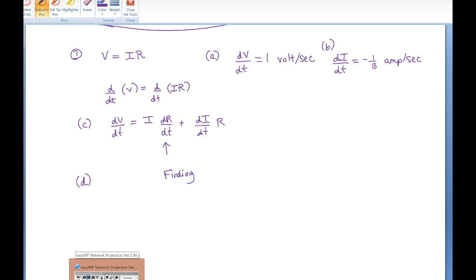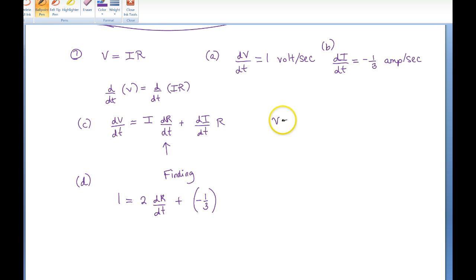Into the equation. Yes, so 1 is equal to 2 dR/dt plus negative 1/3 times R, and R was, oh, they didn't give us R, but we can figure out what R is equal to. Wait, don't they give us different values in D? V is 12 and I is 2. Right, but there's no place for us to plug in V.